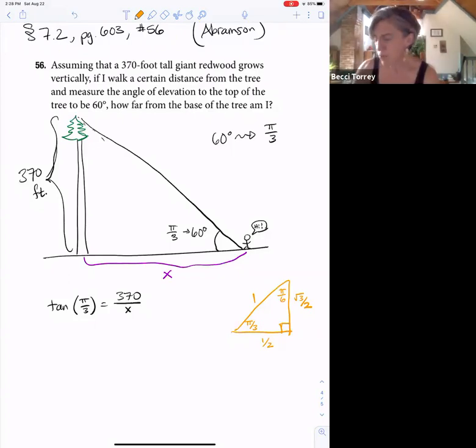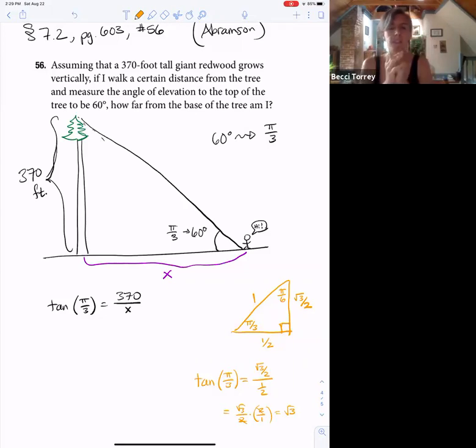Okay, so we know from this orange triangle that tangent of pi over 3, that angle, 60 degrees, is equal to the opposite divided by the adjacent, which in this little triangle is square root of 3 over 2 divided by 1/2, which is square root of 3 over 2 multiplied by the reciprocal, 2 over 1. You can cancel the 2's, it's just square root of 3. Okay. So tangent of that angle, pi over 3 or 60 degrees, is the same value. It's always going to be square root of 3, no matter how big or small the triangle is.